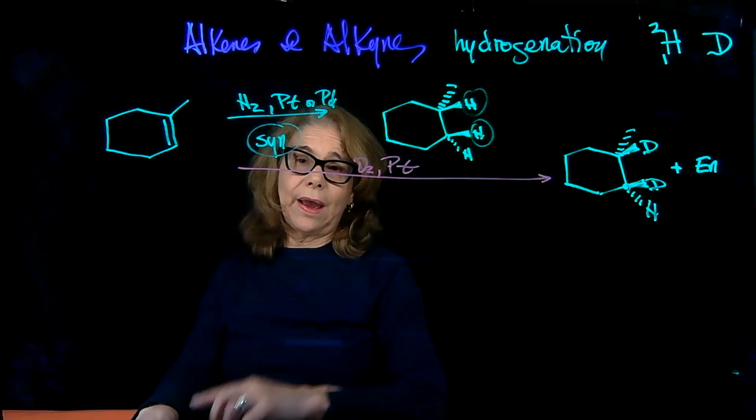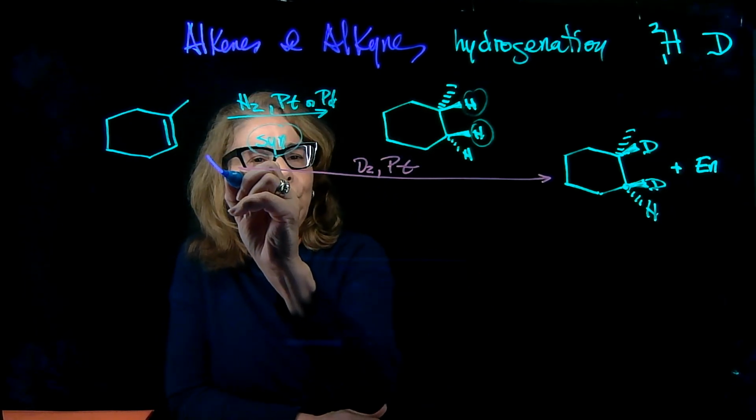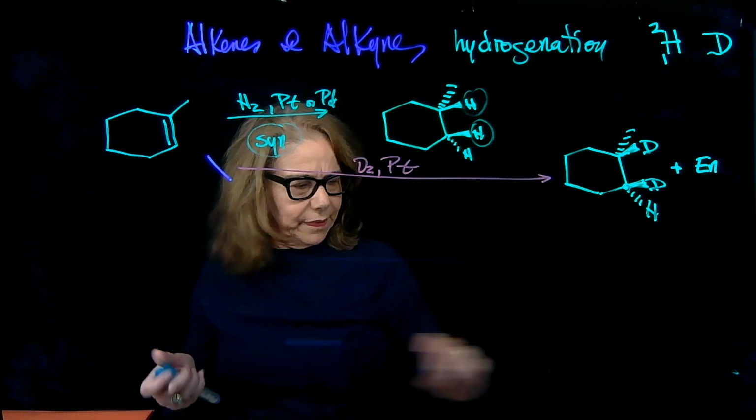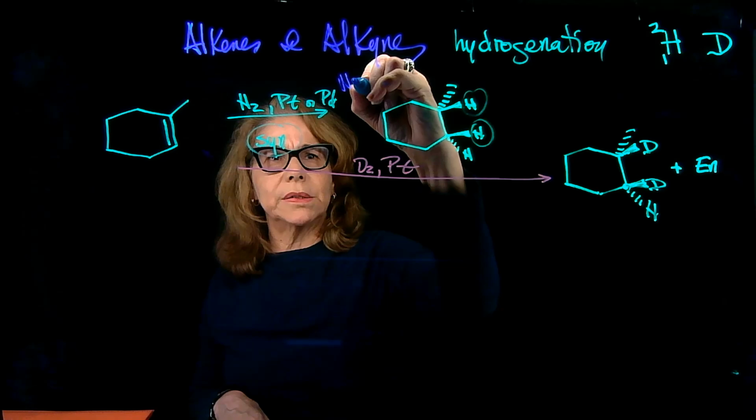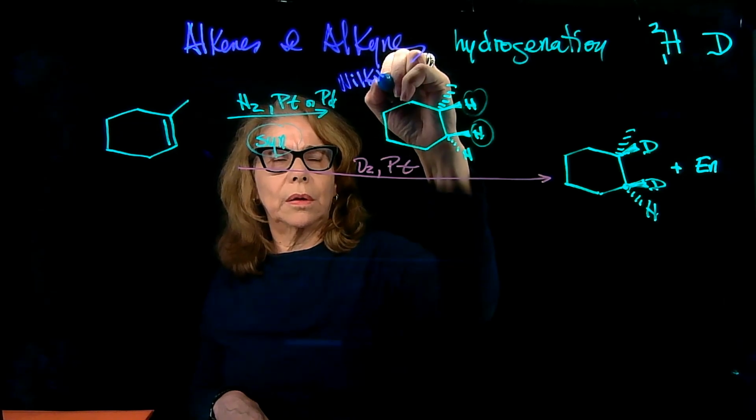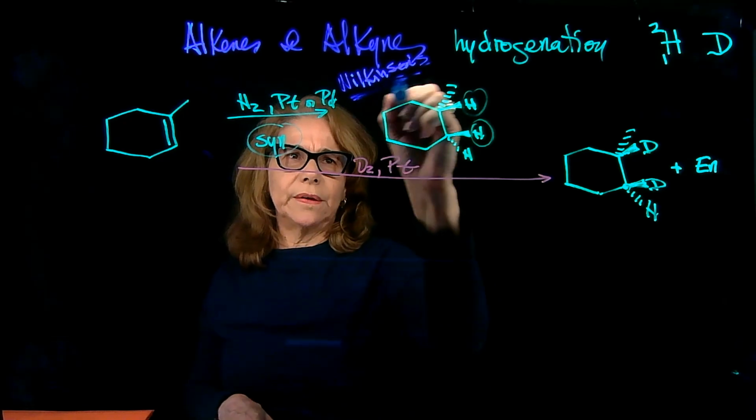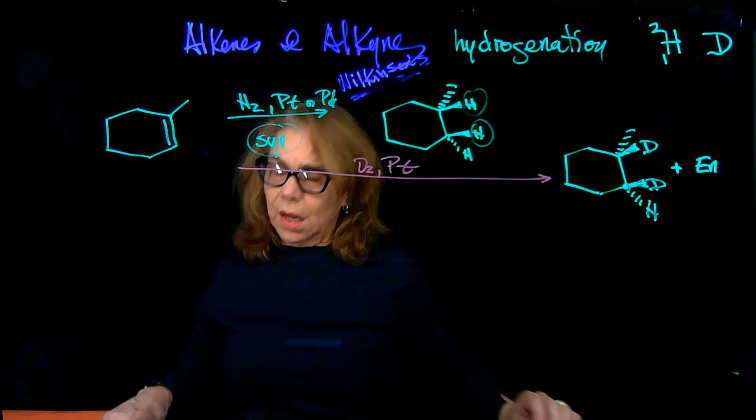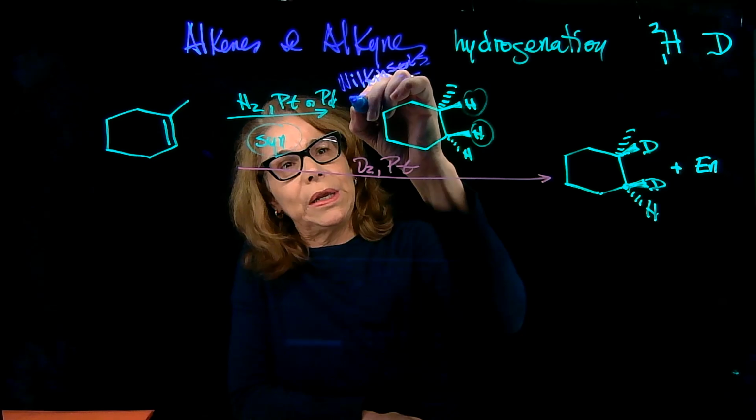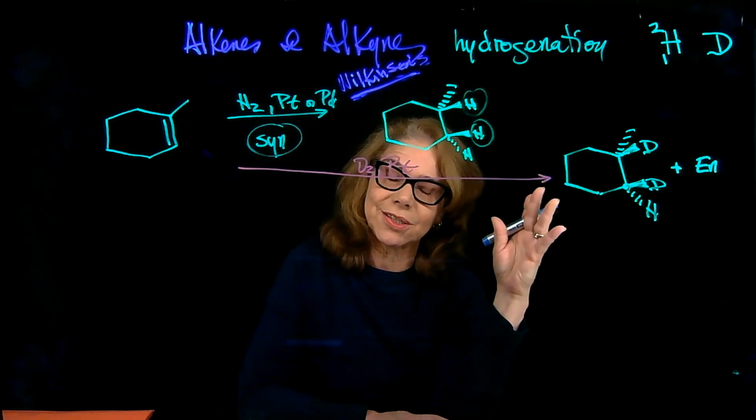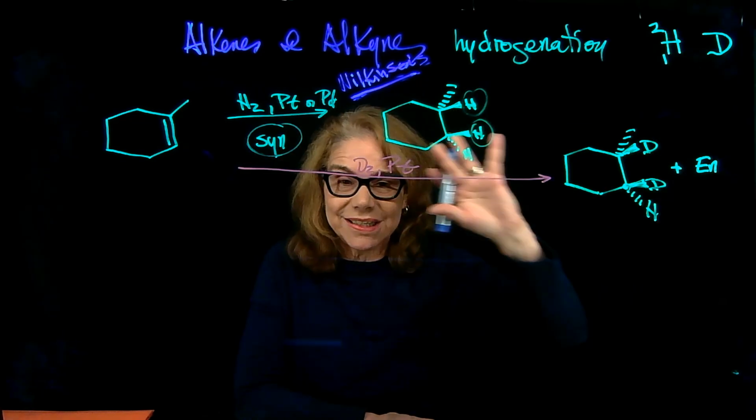The other thing that we can do, with either hydrogen or deuterium, is change the catalyst. Here I'm going to add Wilkinson's catalyst. The reaction when you use a metal is heterogeneous catalysis. Wilkinson's allows you to do homogeneous catalysis, which means everything in one phase. But it will produce the same outcome. It is a syn addition.